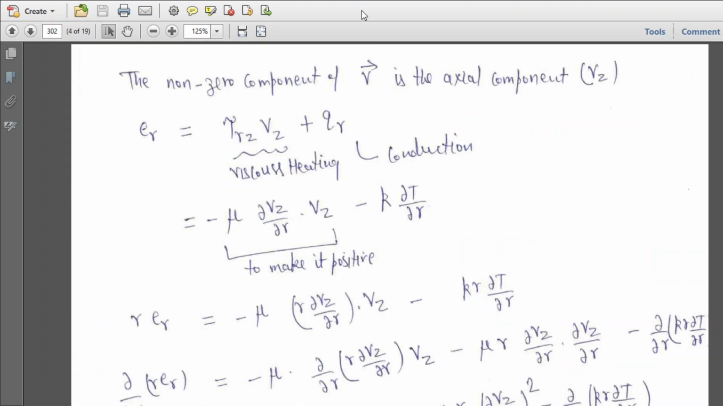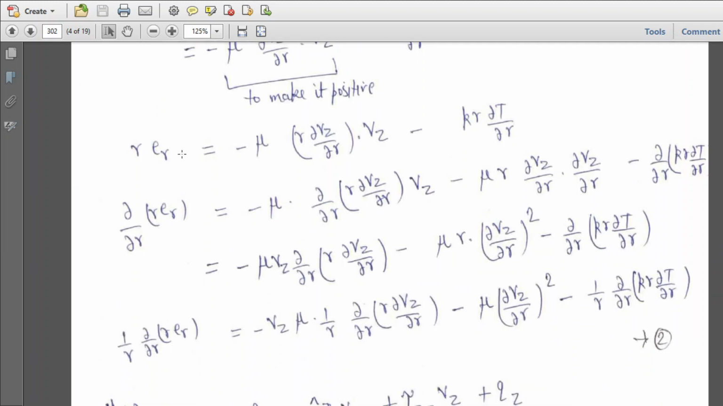Now the only non-zero component of the velocity is in the z direction: Vz is non-zero, and the rest are 0, so there is no velocity in the r and theta directions. So your E_r term would be tau_rz Vz plus q_r. This one is viscous heating, and this one is conduction heating. Now we can substitute the expression for tau_rz, which is minus mu del Vz upon del r, times Vz, minus k del T upon del r.